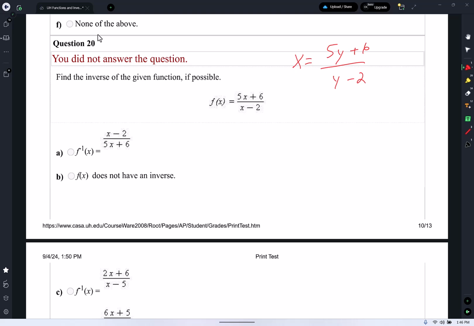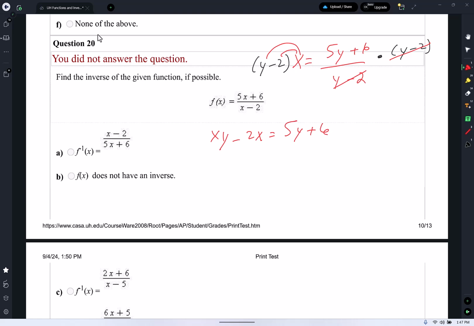All right, first move. I'm trying to solve for y, so I've got to get rid of that y minus 2. So multiply this by y minus 2. Whatever you do to one side, you do to the other. When you do that, bam, bam, those go away. And distribute this. So you're going to have xy minus 2x equals 5y plus 6.